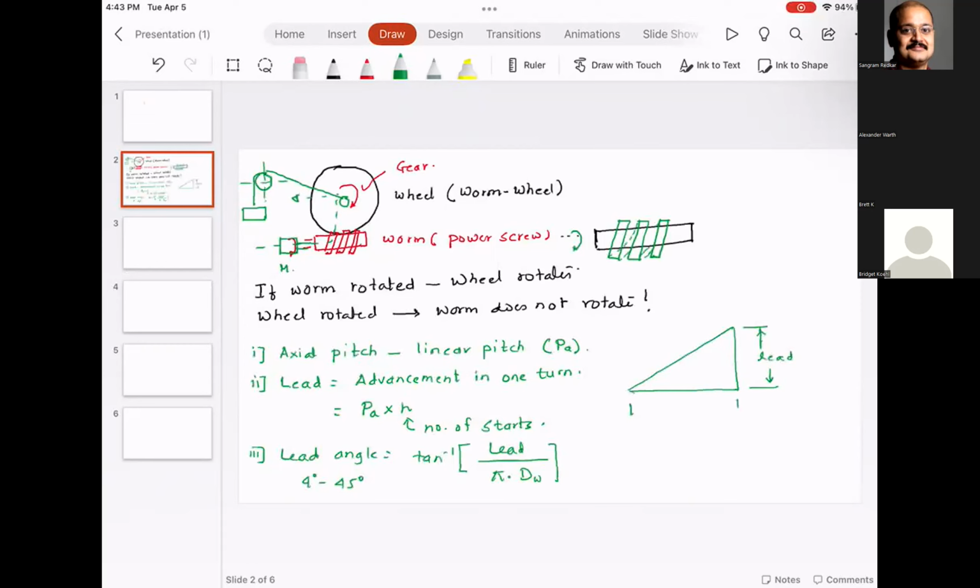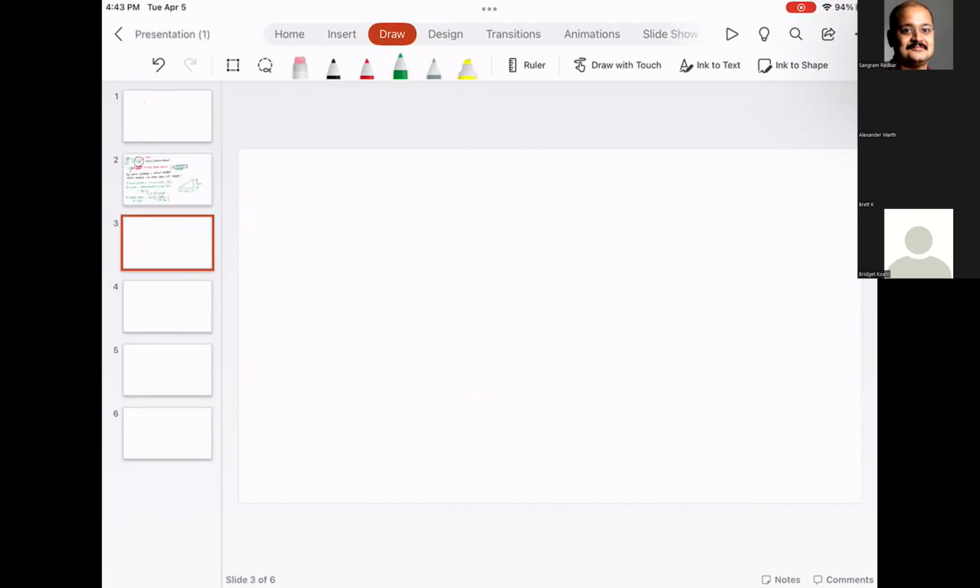This is pi times diameter of worm. Now, there is a concept of tooth pressure angle. So, next concept is tooth pressure angle.